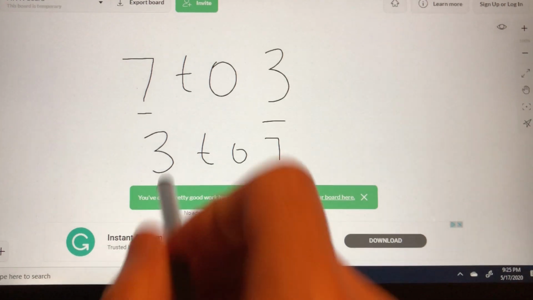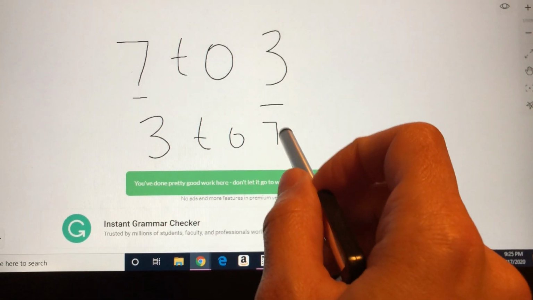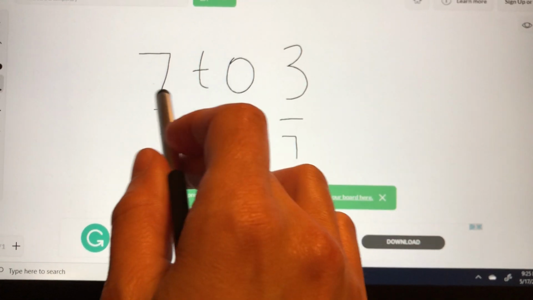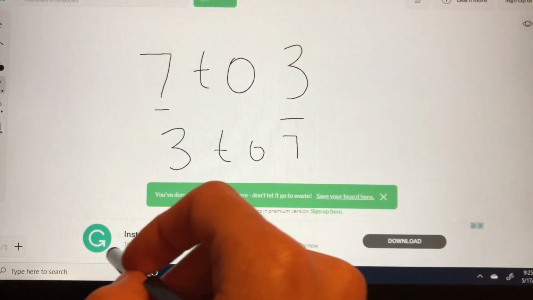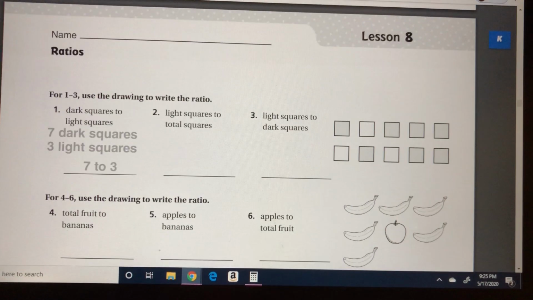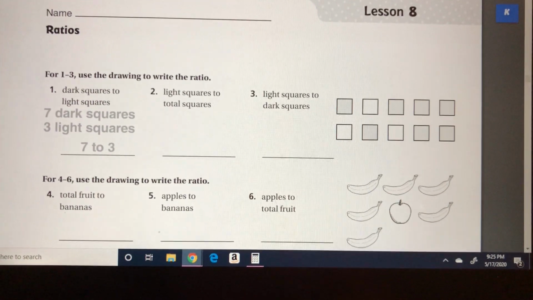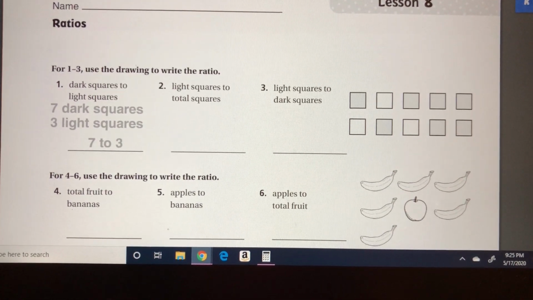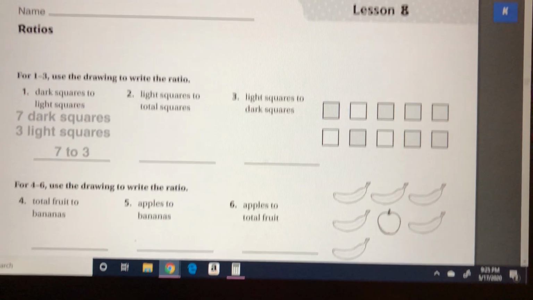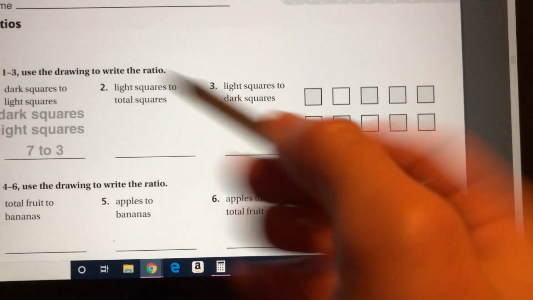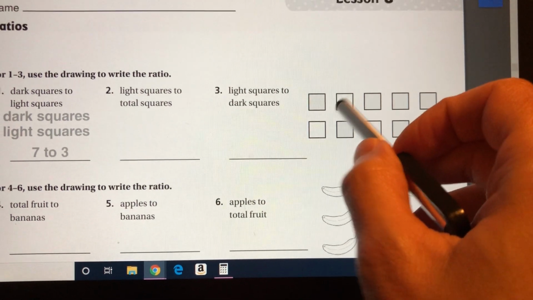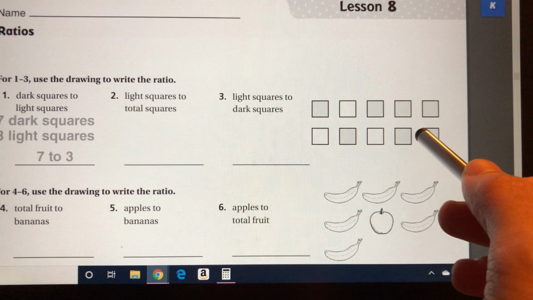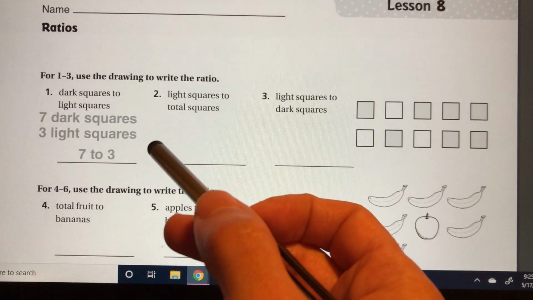Because they're not asking you for light squares to dark squares. They wanted dark to light squares. So you make sure that you have your ratios written in the same order that they asked for in their question or their sentence. Look at number 2. Number 2 says light squares to total squares. So we're going to count how many light squares there are, which we already know are 3. They're right here, 1, 2, 3. And then they want total squares. So I know it's 10 because there's 7 dark with 3 light makes 10.